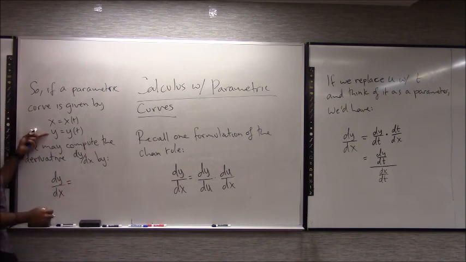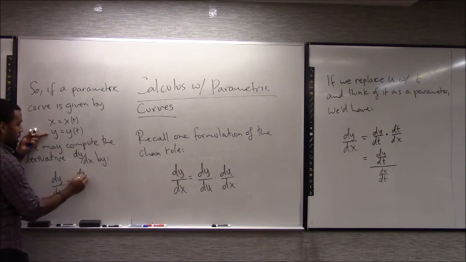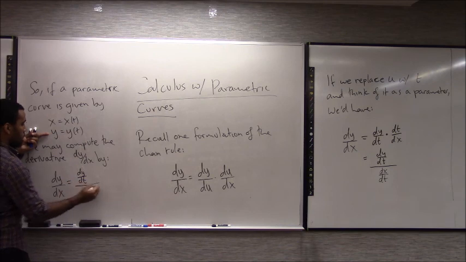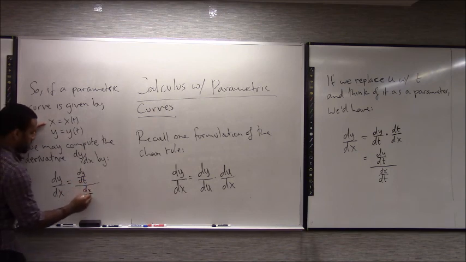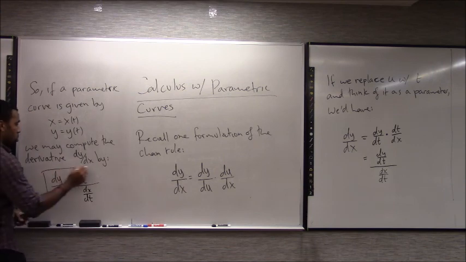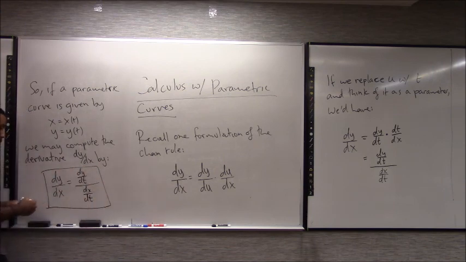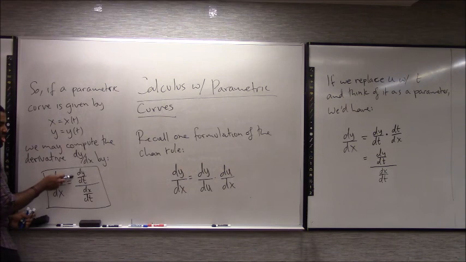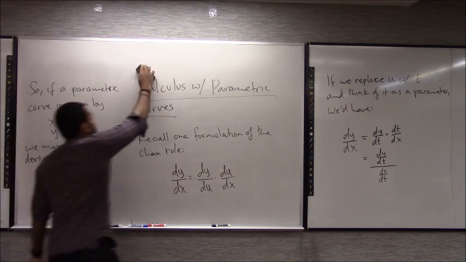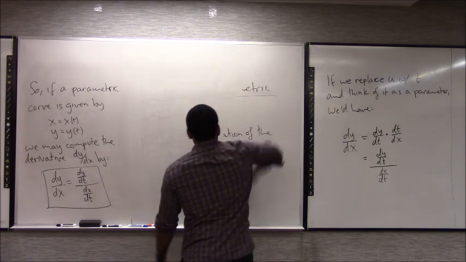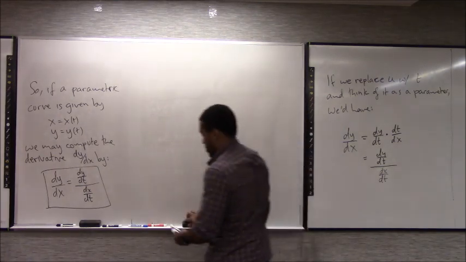Whatever this function of t is, you're going to differentiate that with respect to t. Then whatever that function is, you're going to differentiate that with respect to t. So this is how we would find the first derivative of a parametric equation. Find the derivative of the y equation divided by the derivative of the x equation. And that's just taking advantage of the chain rule.